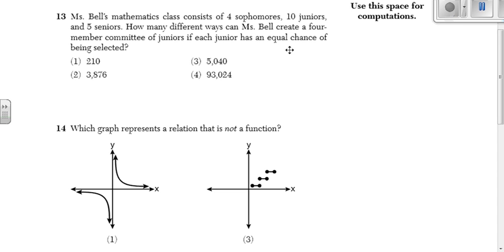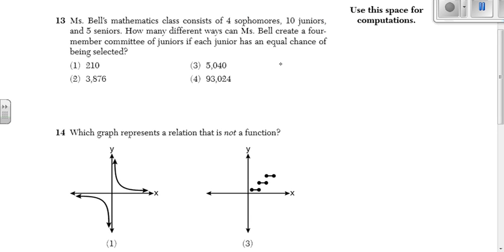So, Mr. Bell's class consists of 4 sophomores, 10 juniors, 5 seniors. How many different ways can Mrs. Bell create a 4-member committee of juniors? Ten juniors. So we want 4 out of 10. That's going to give us 210 on our calculator. Excellent.